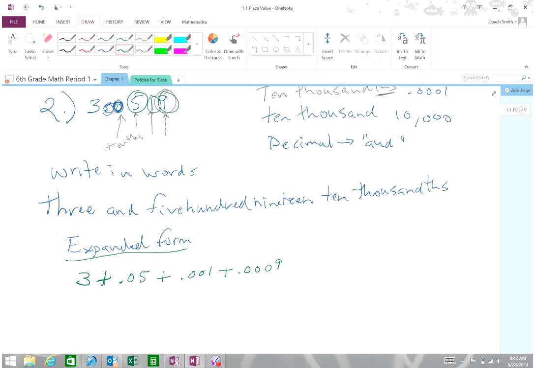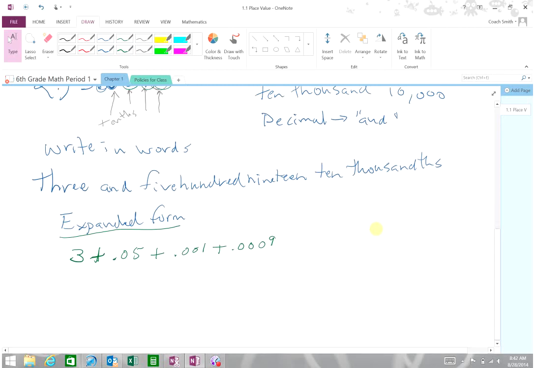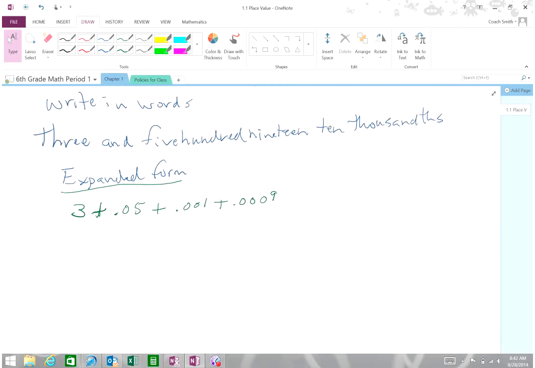All right. Now, move it up just a little so I have a little bit more room here. Let's look at another one. All right.